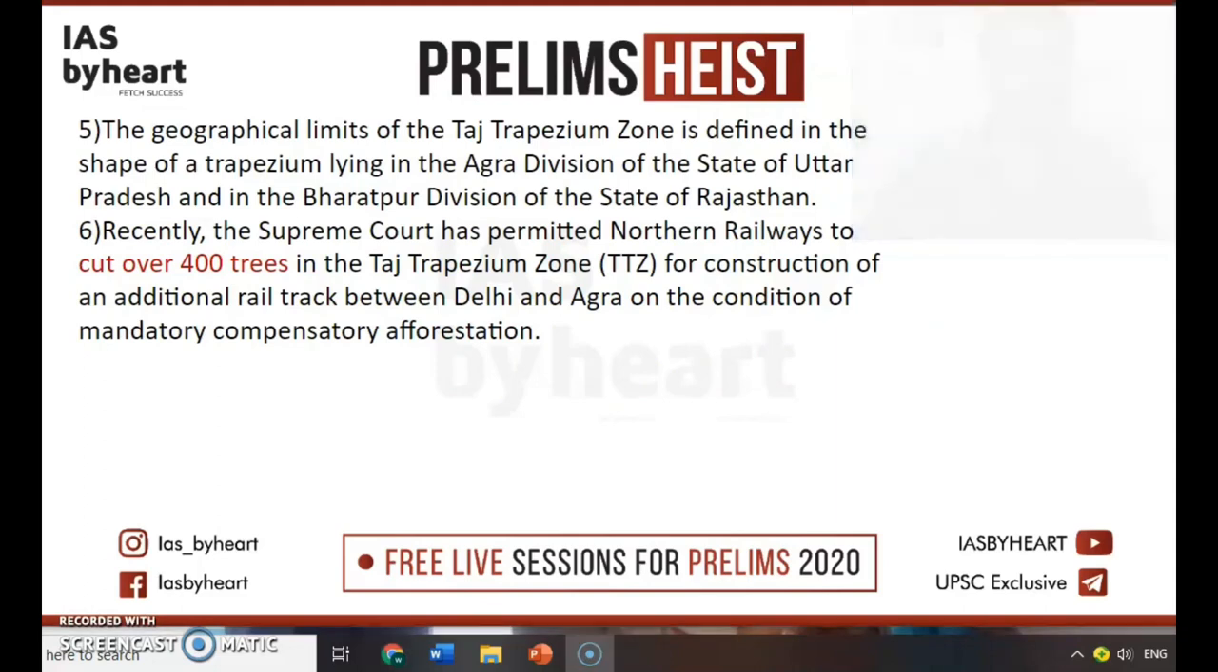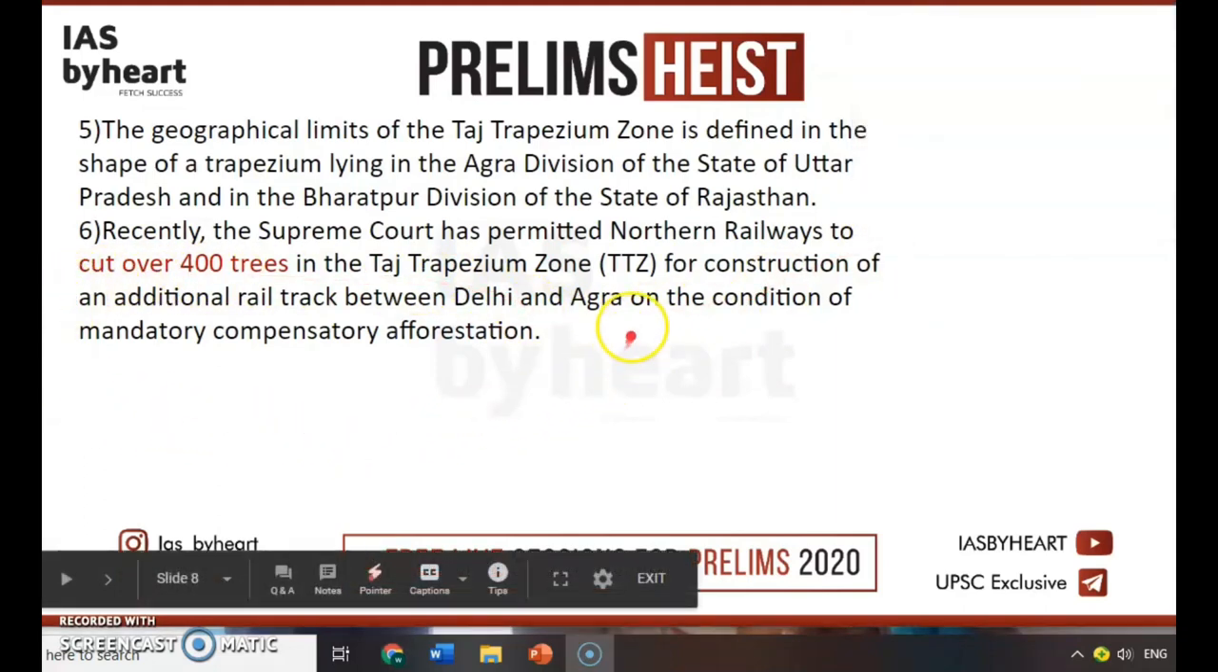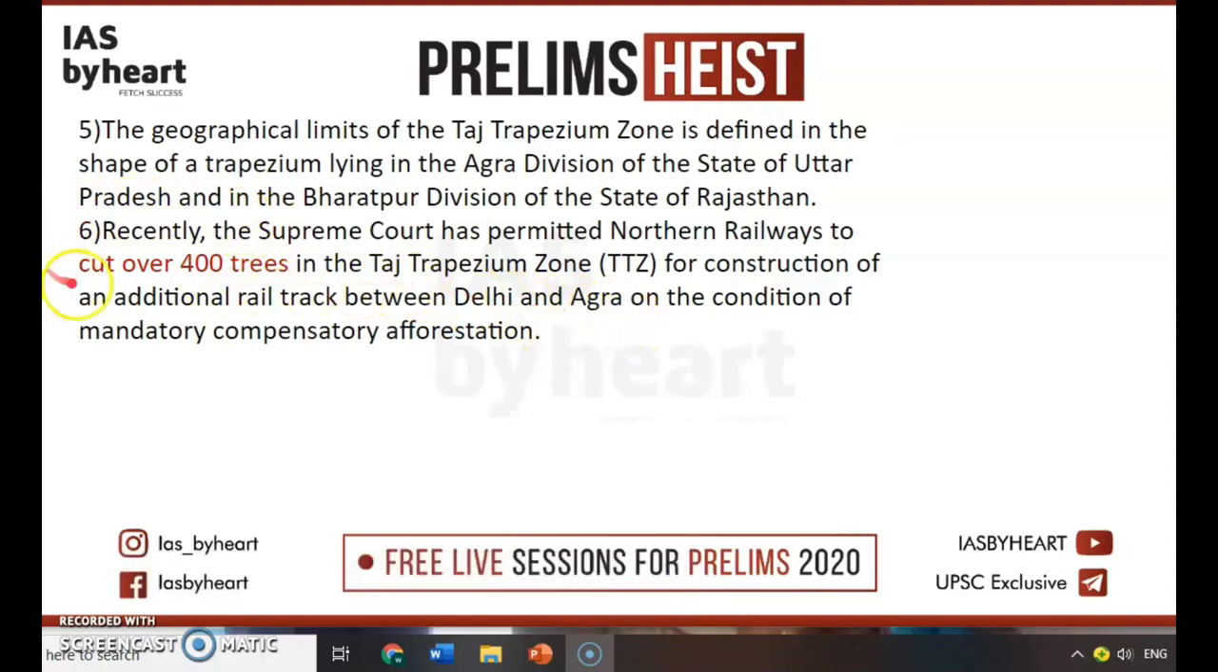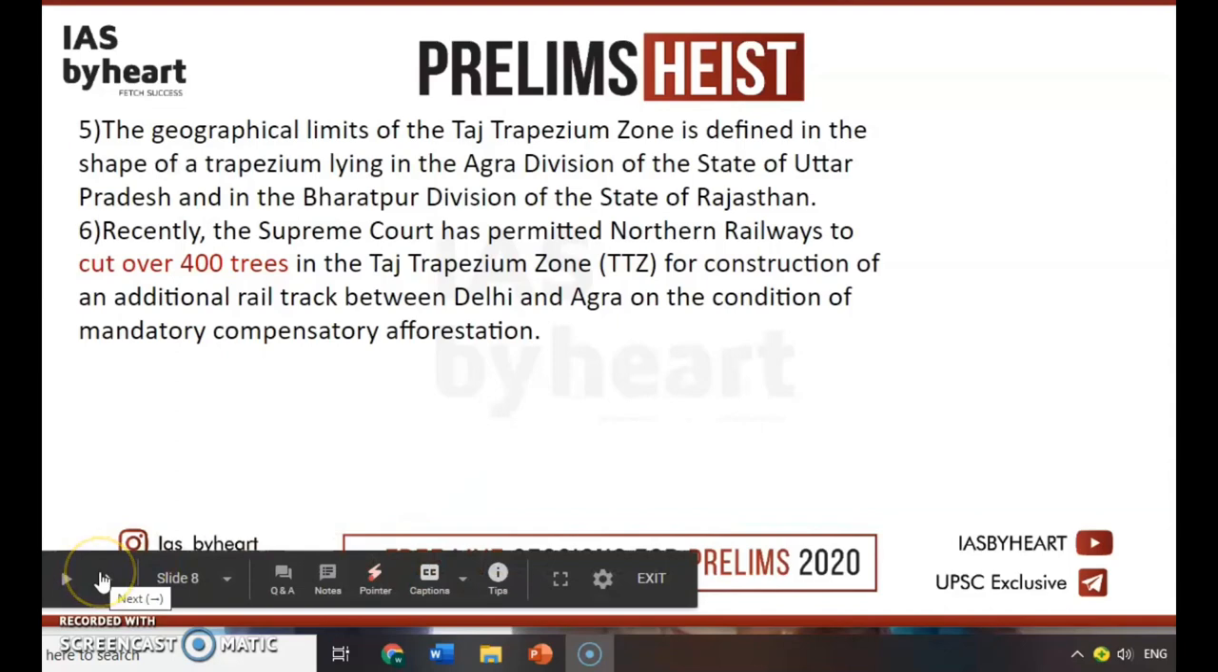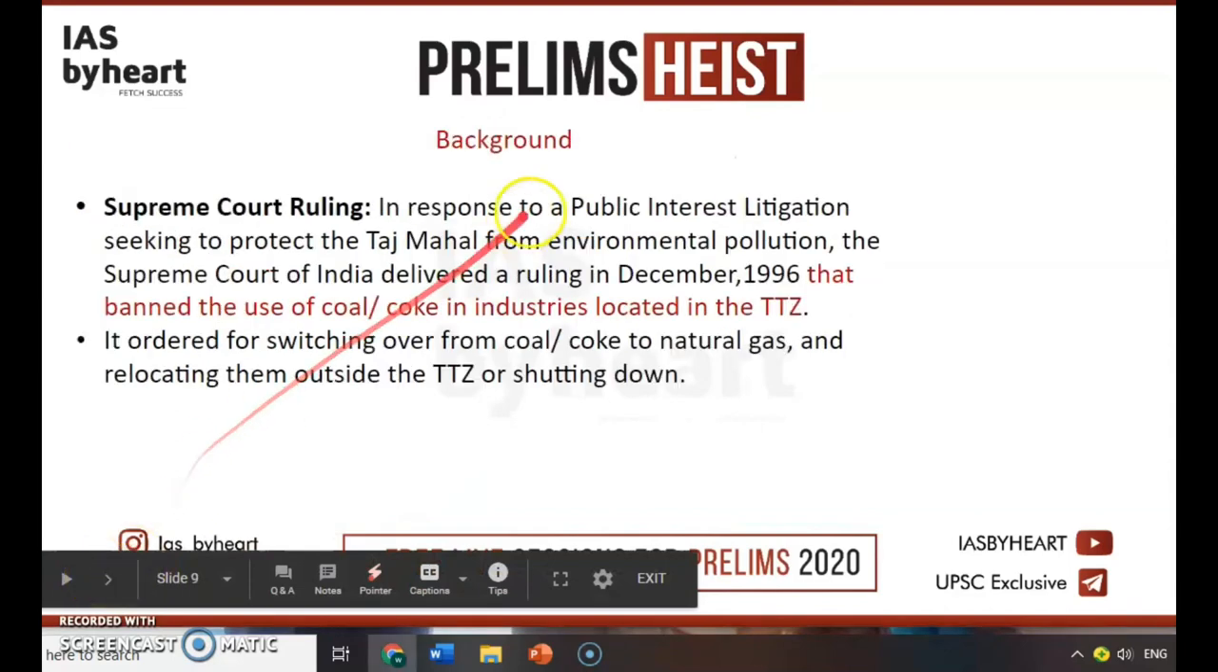What is meant by mandatory compensatory afforestation? For example, if the Railway Board or Northern Railways want to cut these 400 trees, they have to plant more than 400, that means 800 or 1000 trees. So this is called mandatory compensatory afforestation. This was done in this process. So here is our background.